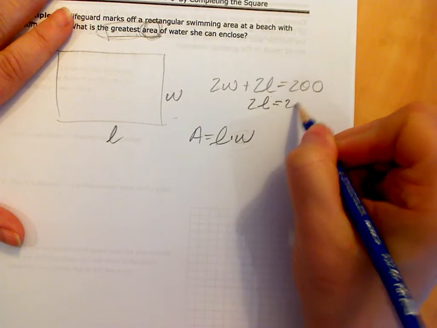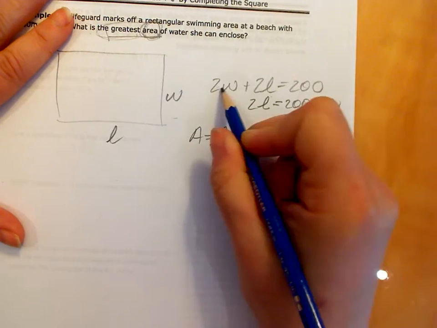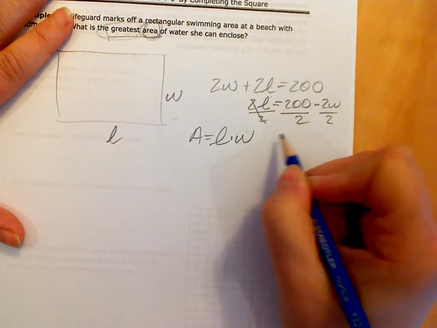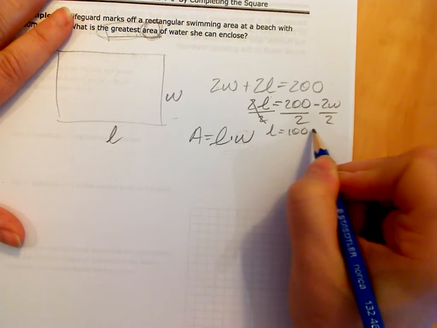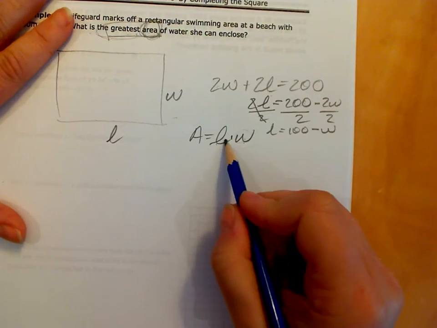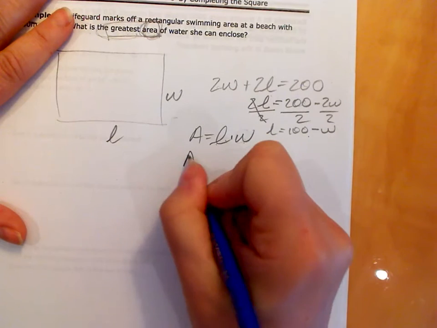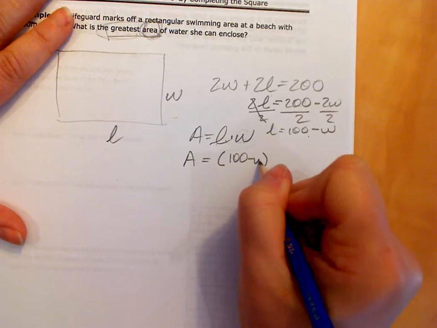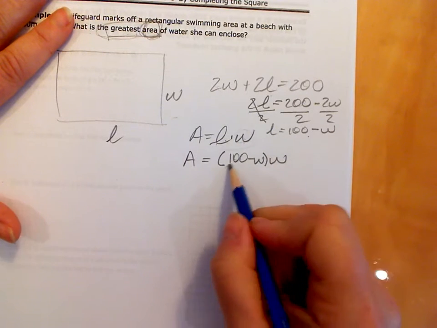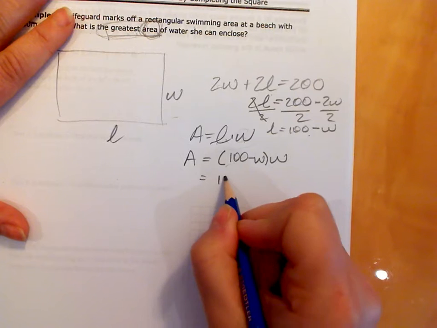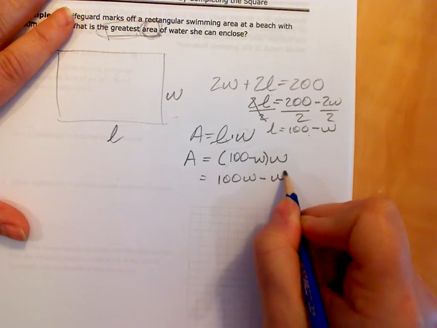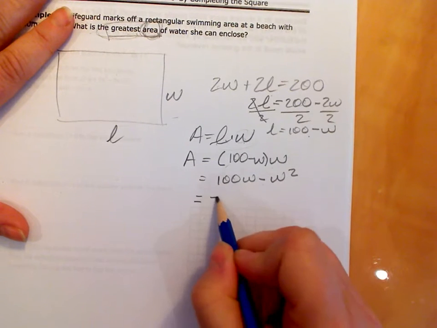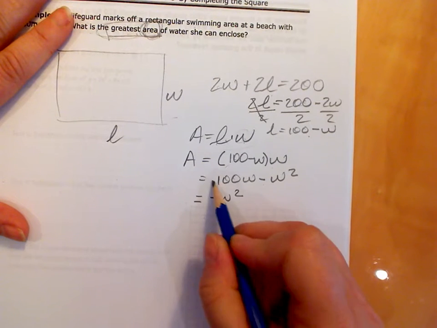2L equals 200 minus 2W when I bring 2W over and divide both sides by 2. And we have that L equals 100 minus W. So I'm going to replace L with 100 minus W. And there's my W. And now I'm going to multiply it out. So I've got 100W minus W squared. And then I'm just going to rearrange it in descending order. So that's negative W squared plus 100W.